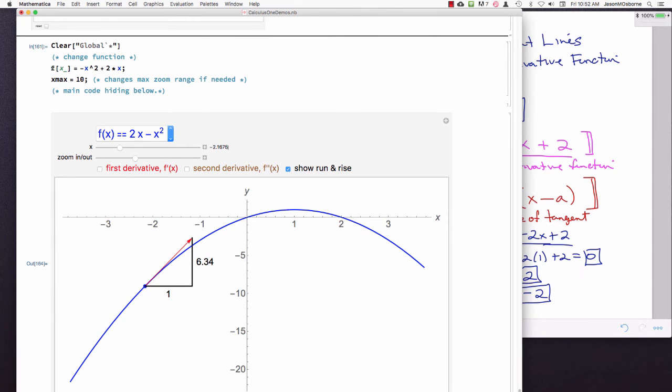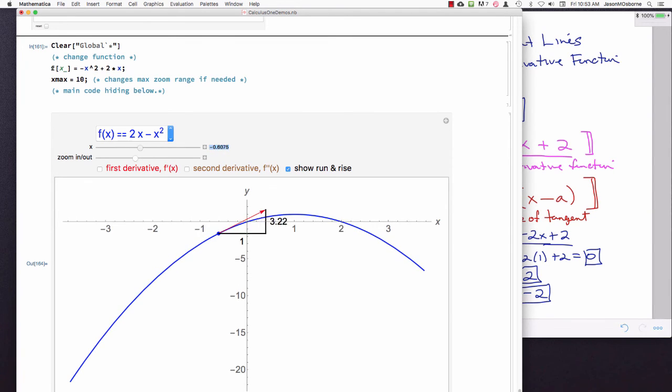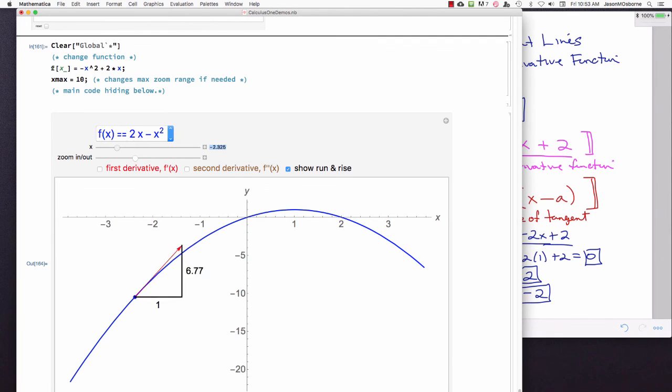So notice that at this point, negative 2.1675 for x, there's another number that we need to be interested in, 6.34. That 6.34 is the derivative of the function at the x value negative 2.1675. So that's just a quick video showing how the derivative function and the tangent line are related.